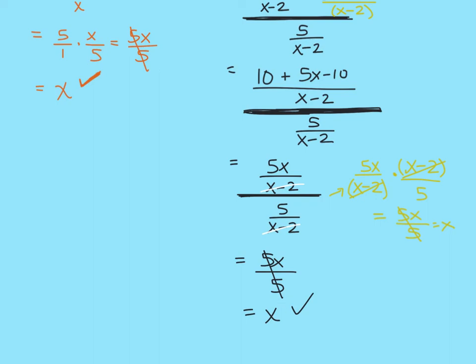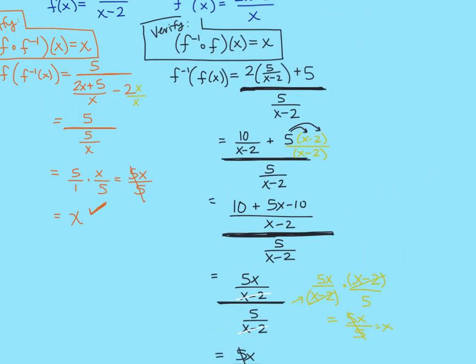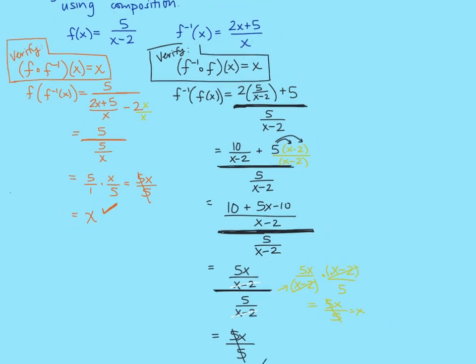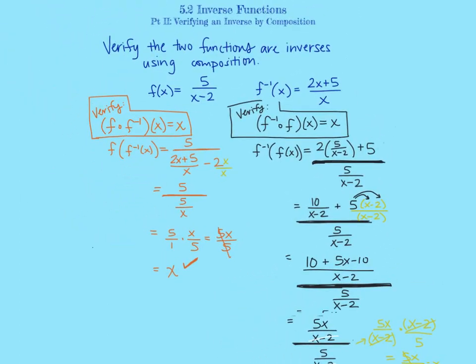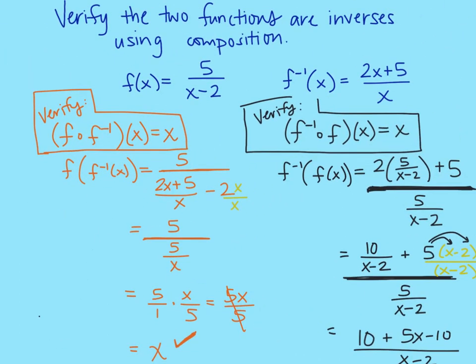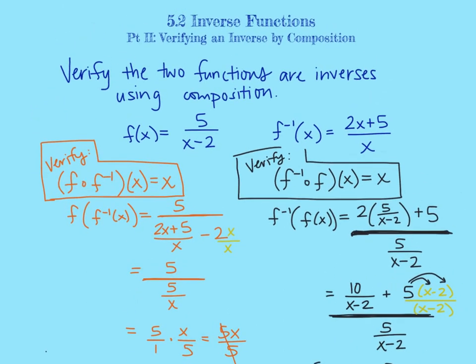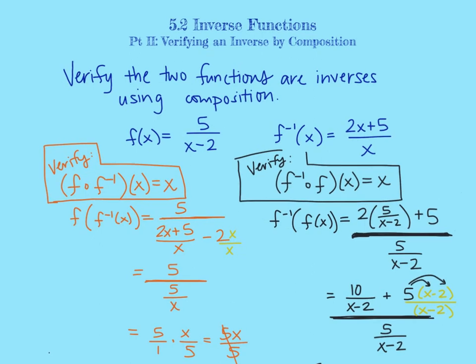Either way, we get x out in the end, and so we have verified that composing our functions both ways outputted an x. Therefore, the two functions are in fact inverses, and we verified by using function composition.